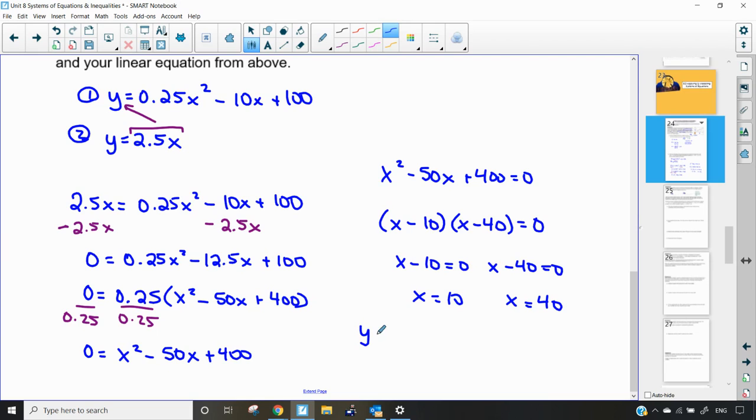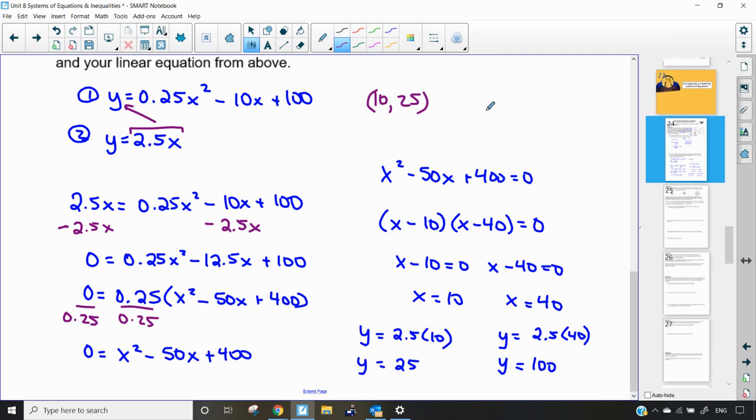So I have y equals 2.5 times 10, which gives me y equals 25. Or I have y equals 2.5 times 40, which will give me y equals 100. So my two intersection points are going to be (10, 25) and (40, 100). Now we need to go back and check the question, see what we're being asked, and see what those numbers mean in the context of the question.